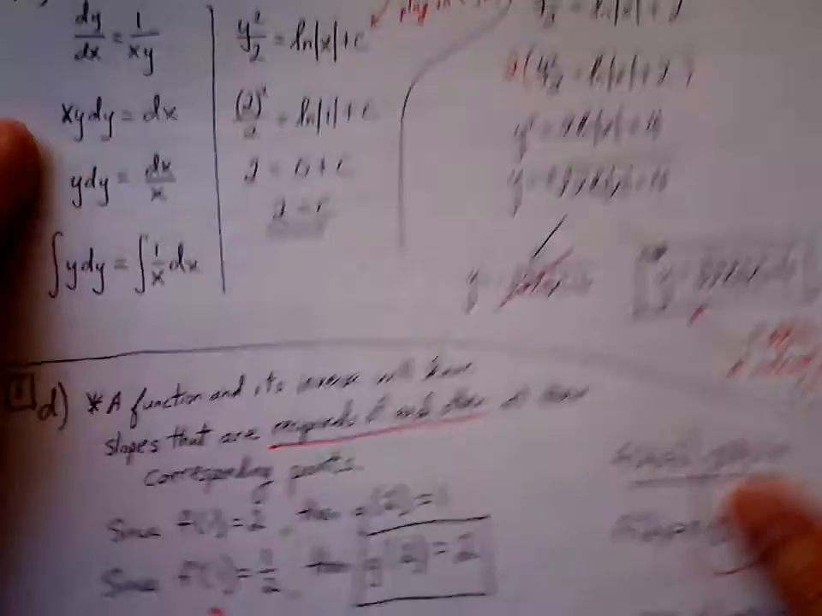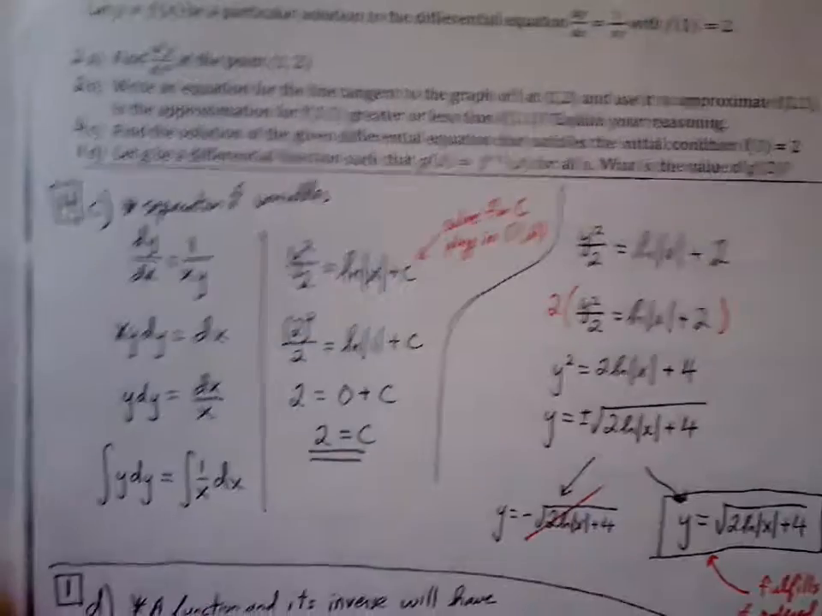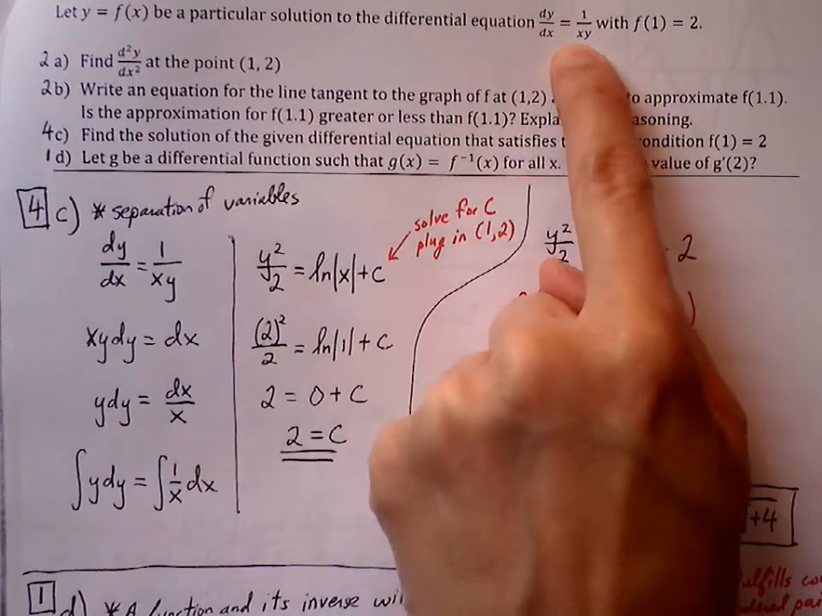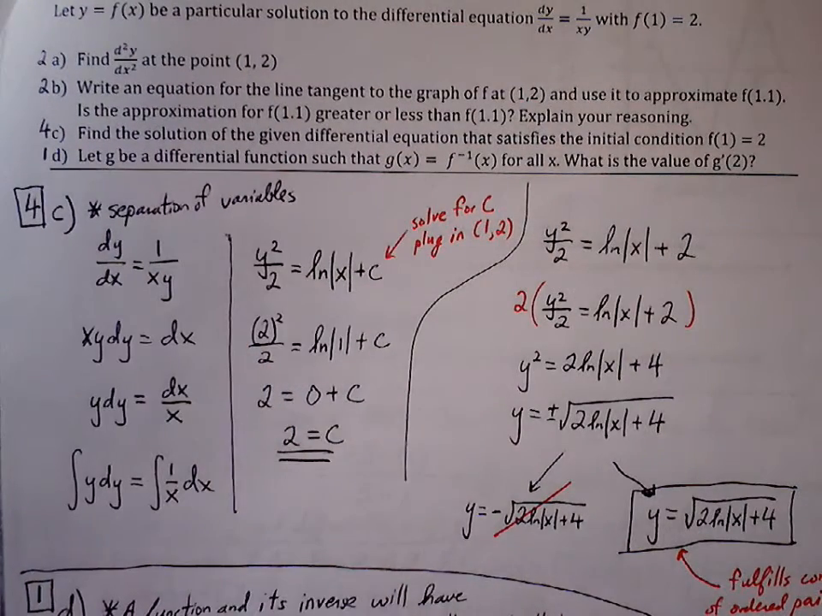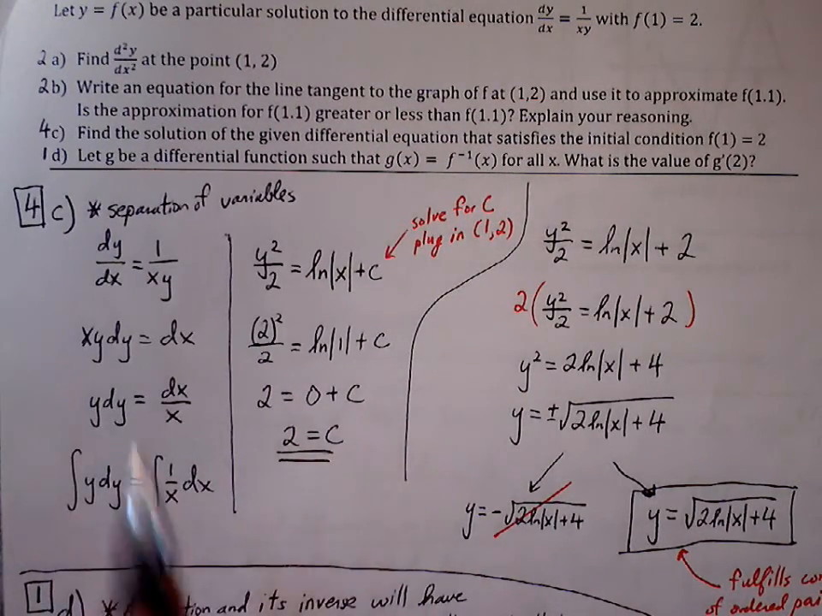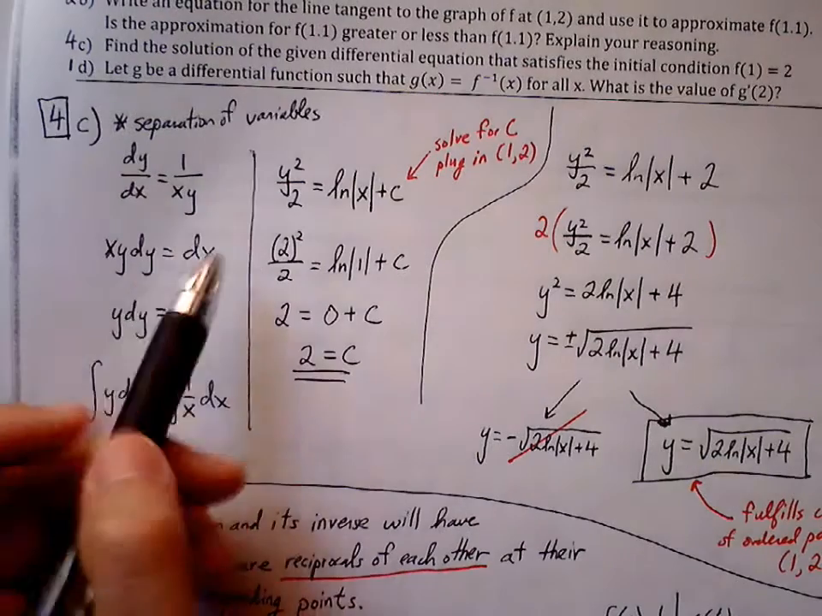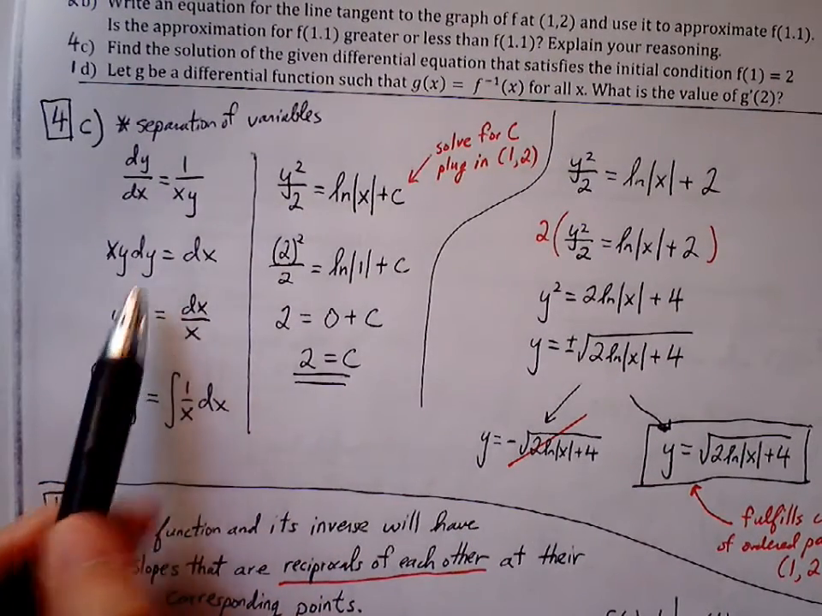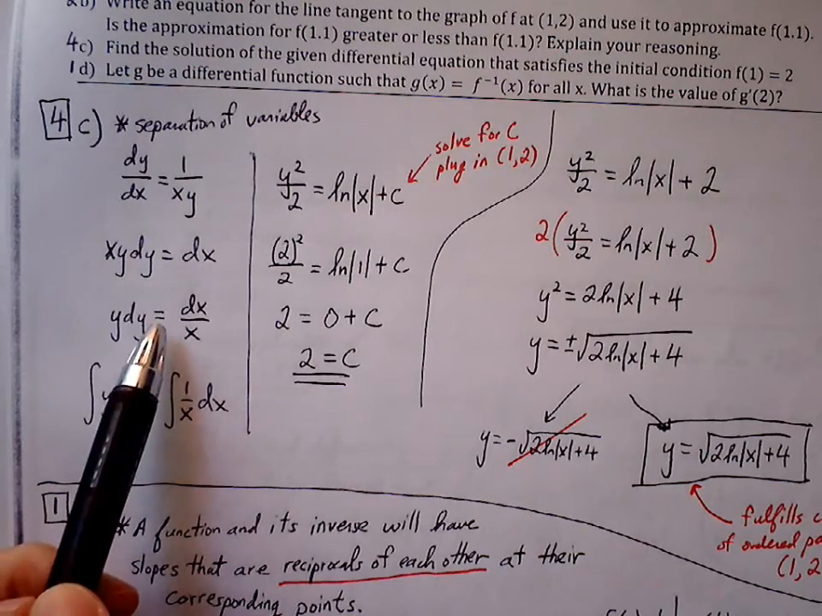Part C. Find the solution of the given differential equation. So we start with this differential equation. Let's go through our separation of variables. Cross multiply. I get xy dy is equal to dx. Not quite full separation, but it's easier to see what needs to come next.